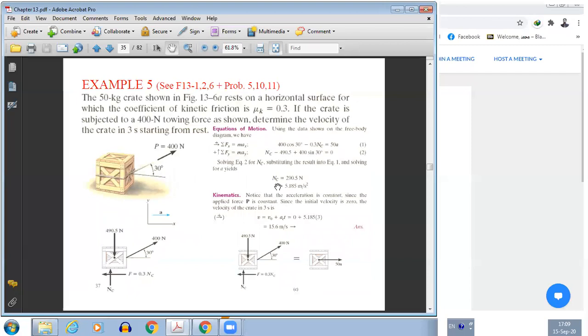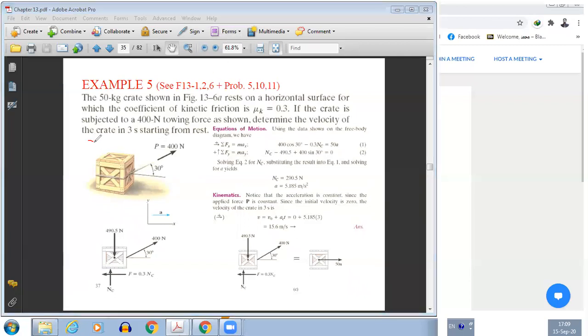Okay, let's have this problem. The 50 kg crate shown in the figure rests on a horizontal surface for which the coefficient of kinetic friction is mu_k equals 0.3. If the crate is subjected to a 400 N towing force as shown, determine the velocity of the crate in 3 seconds starting from rest. So this is the problem.